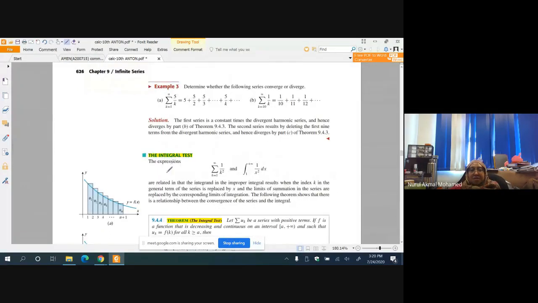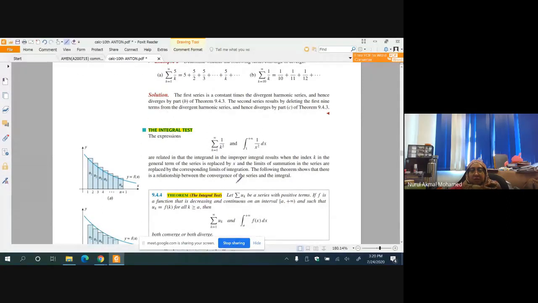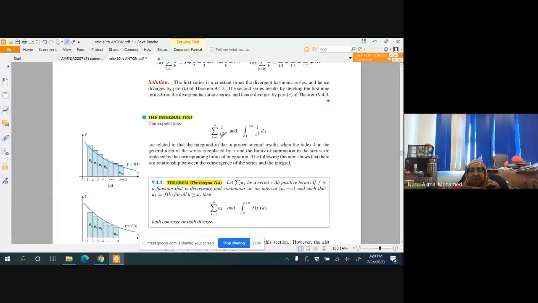The next one is the integral test. There is a connection between this summation and this integral. This is 1 over k squared and this is 1 over x squared. k starts from 1, the lower limit starts from 1, and it goes up to infinity. The upper limit is equal to plus infinity.